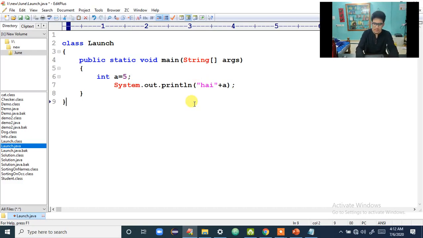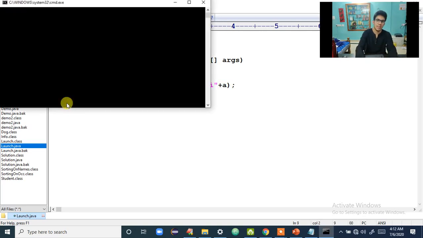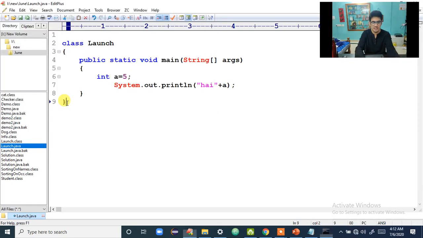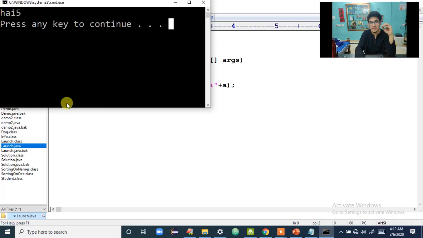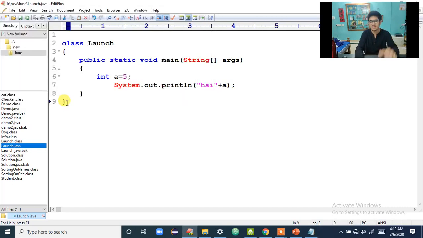Will the output be "hi a" like this? No, right? The output won't be "hi a", because a is not concatenated to hi. The value of a is concatenated. What is the value of a? 5. So "hi5" will be the output, string concatenation. I have already told you, string plus anything is string. So if I compile and execute, hi 5 is the answer.